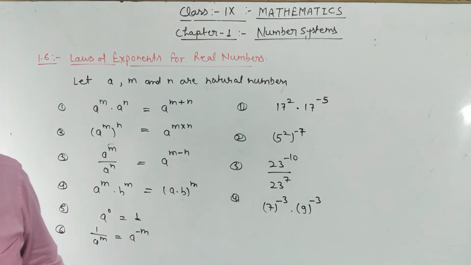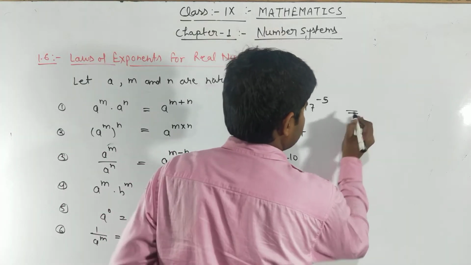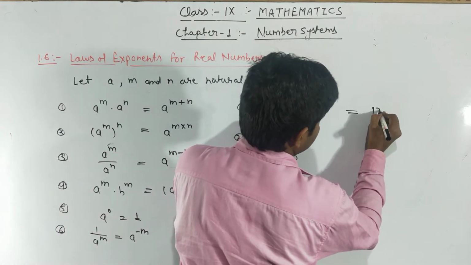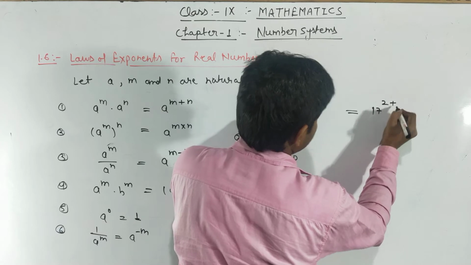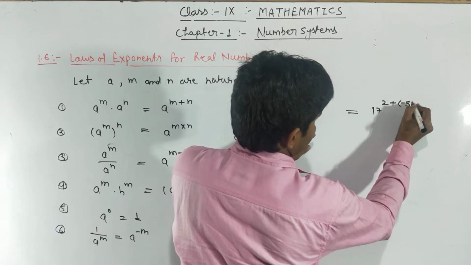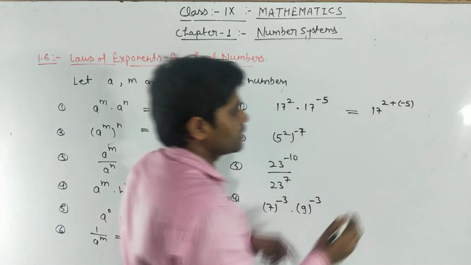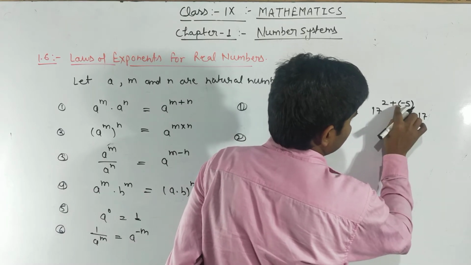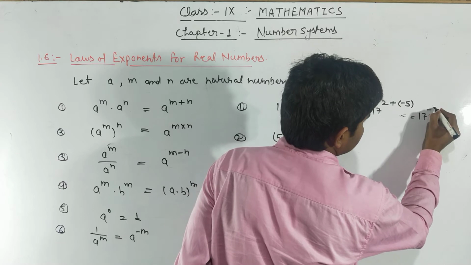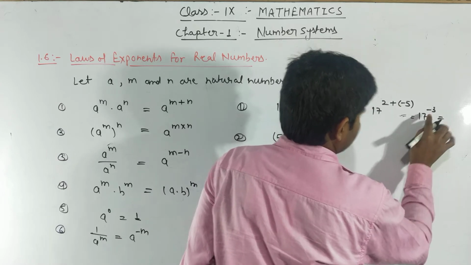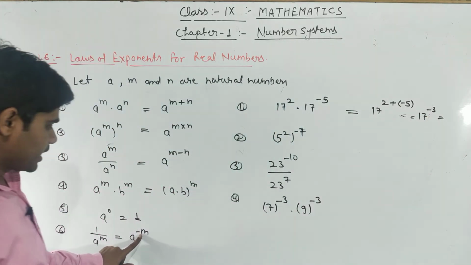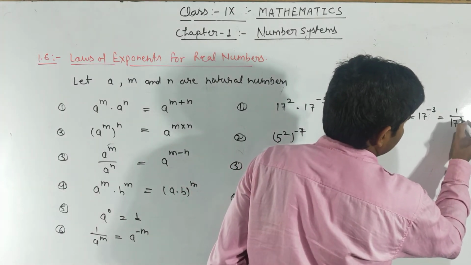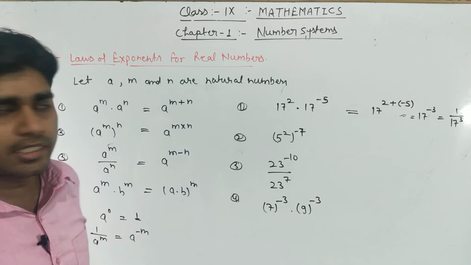Okay. How can you solve this one? The bases are same, then the exponents will add. 17 power 2 plus minus 5, both exponents will add. So you can write 17 raised to the power 2 minus 5 is equal to minus 3. So the exponent is negative, so you can write 1 upon 17 raised to the power 3, in positive. You can write in this form.